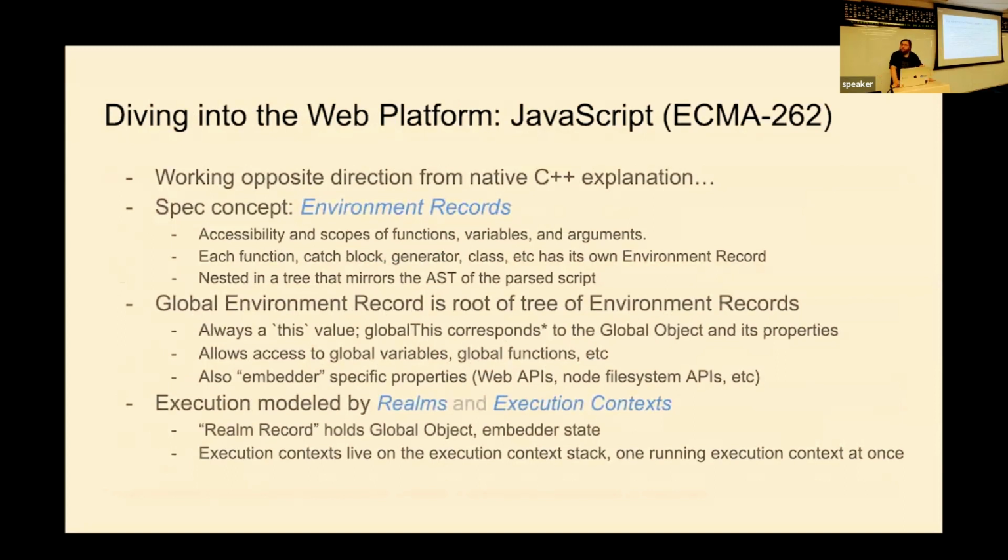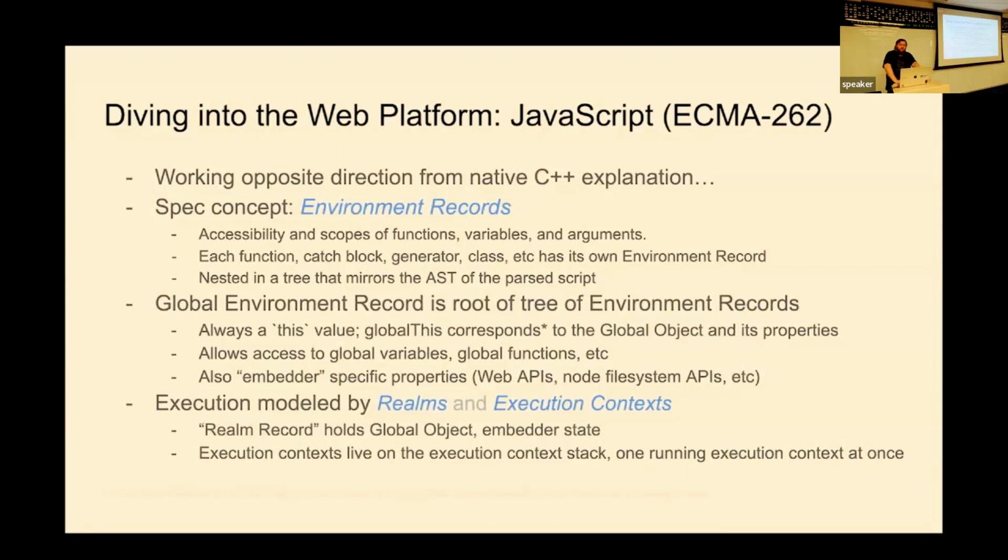Where records is just a list of fields, some grouping of data, and abstract operations describe everything in terms of these algorithms you can implement. And for variable access, they have this concept called environment records. The important thing about records is that they're not actually required to be visible to code. They're just a spec vehicle for describing how things work. These environment records describe the accessibility of functions and variables, and every function has its own environment record, and it's going to mirror the AST.